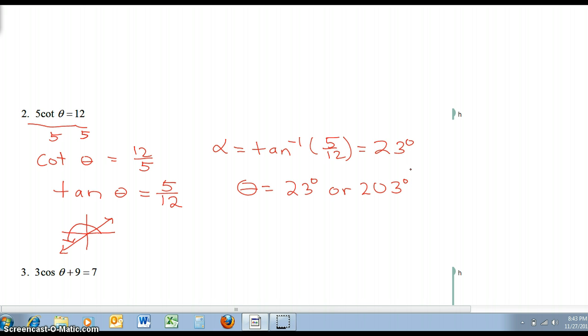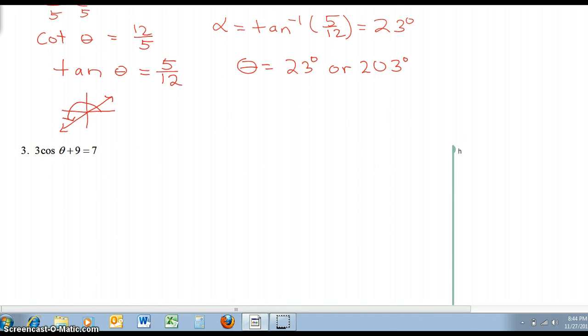So this one is a little bit longer because you have to first get that cotangent isolated, then you have to take the reciprocal of both sides, and then you find your alpha and figure out what the two answers are because you have two different quadrants.